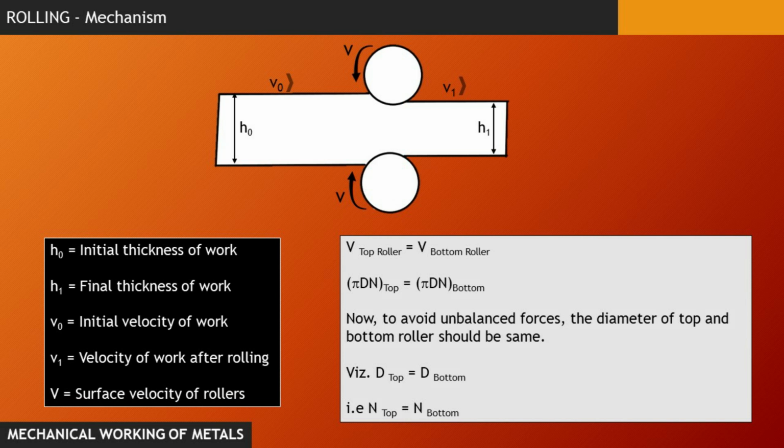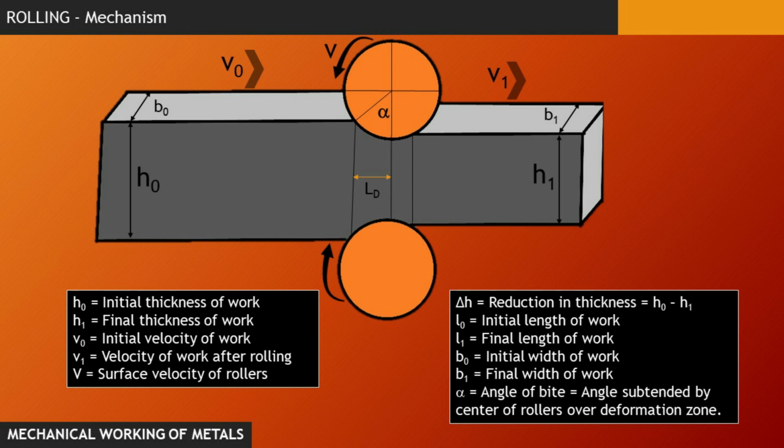And hence, in essence, the revolution per minute for the top and the bottom roller should also come to be same. So finally we can say these three parameters, the tangential or surface velocity of the rollers, as well as diameter and the revolution of the rollers, remain same in order to avoid unbalanced forces. Now, in rolling operations, it's not always that the height of the work is getting reduced.